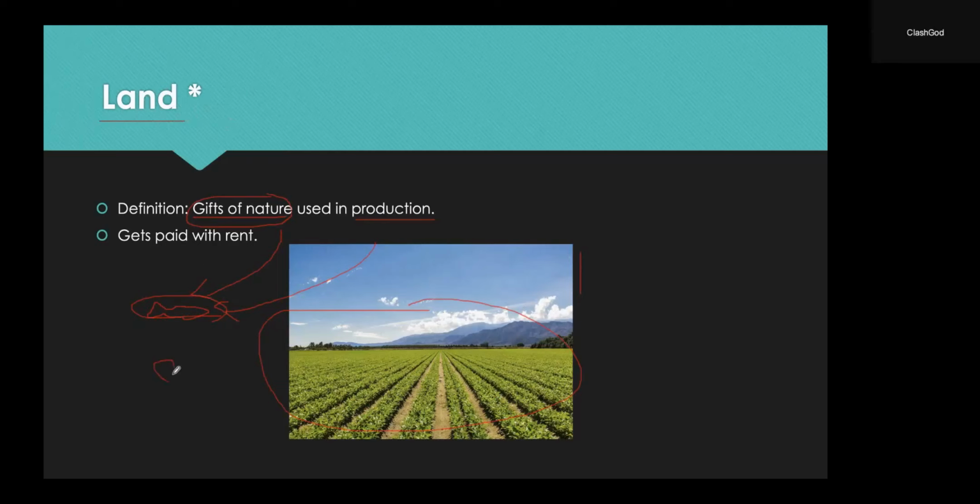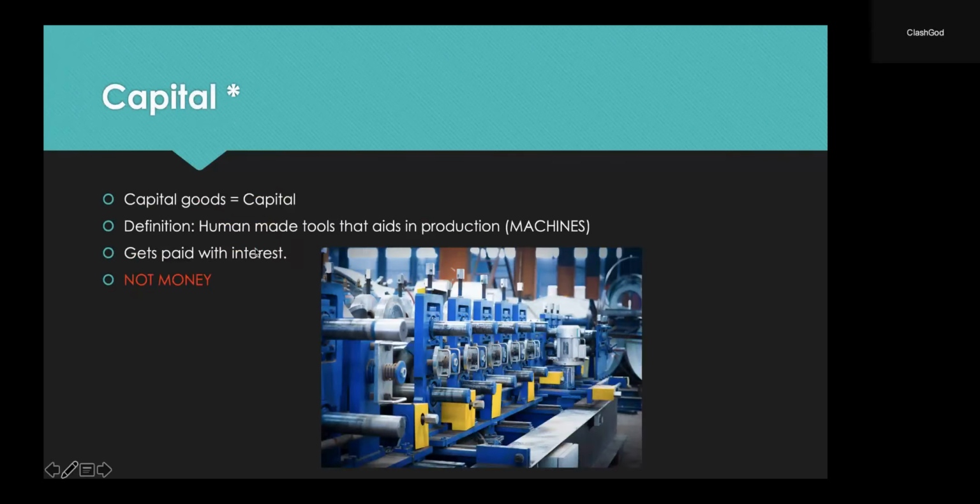How about coal? Coal is also a type of land because it is also a gift of nature and it is used in production when we generate electricity by burning the coal. So everything related to nature that is gifted by nature and used in production is considered as land. They don't have to be this flat land or this farmland. And they are paid with this thing called rent. So we pay land with rent.